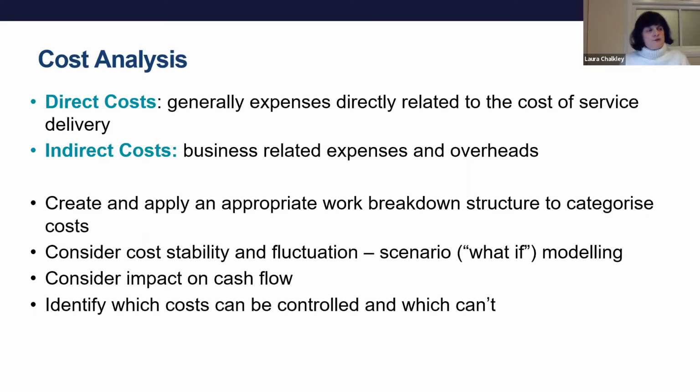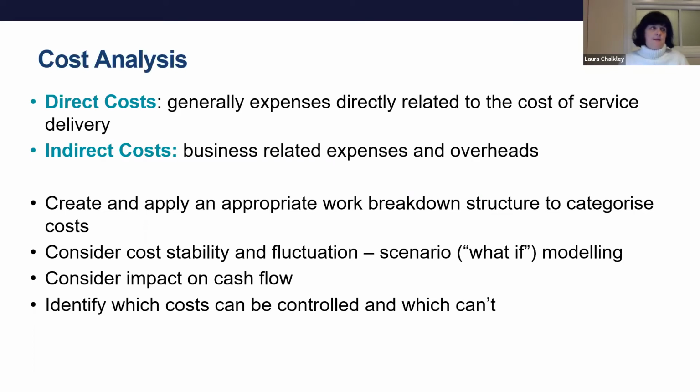When you look at your costs, consider how stable they are and how much they fluctuate. For example, some materials prices might be relatively stable, but if you've got materials that are being brought in from places like China at the moment, then obviously those prices are a lot more liable to fluctuation. So it's good to do a bit of scenario what-if modelling. What if this price went up by 10%, or even came down by 10%?